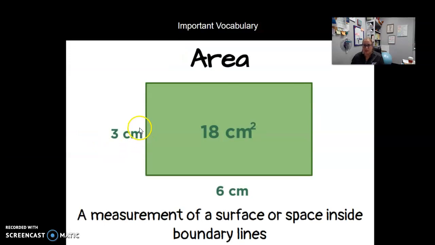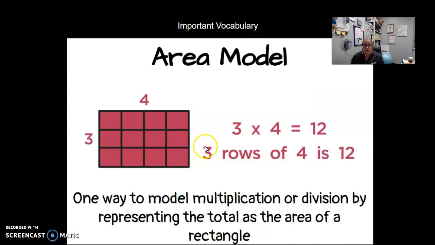The next one we're going to talk about is area. Area is a measurement of surface or space inside of lines. So when we're talking about area, we're wanting to know how much it covers. So the other one we have is area model.